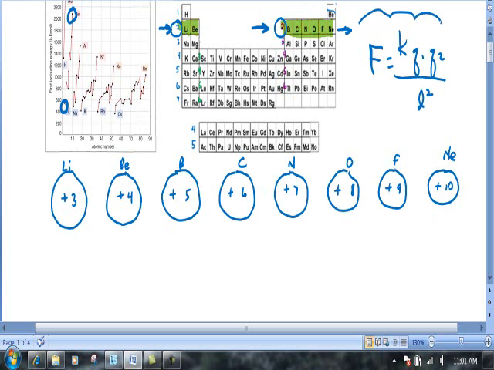A formula that will be of use for us is Coulomb's law, which gives us the force of electrostatic attraction between charged particles.